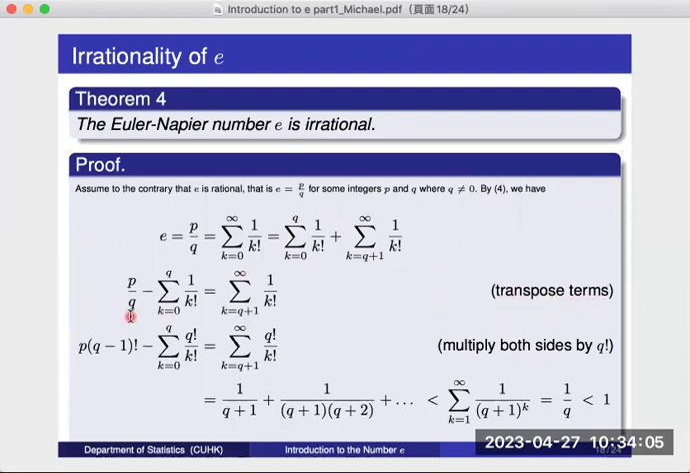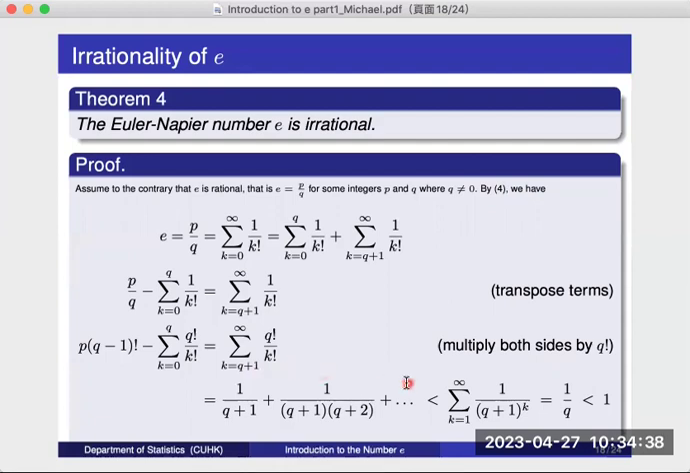Transposing terms, we get the equation p over q minus the sum from k equals 0 to q of 1 over k factorial equals the sum from k equals q plus 1 to infinity of 1 over k factorial. Multiplying both sides by q factorial, we get p times q minus 1 factorial minus the sum from k equals 0 to q of q factorial over k factorial equals the sum from k equals q plus 1 to infinity of q factorial over k factorial.